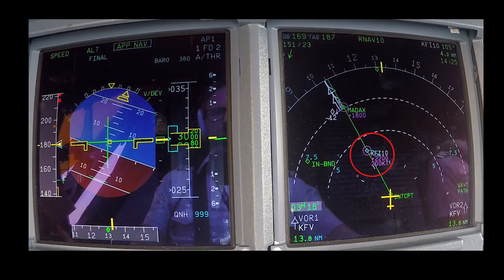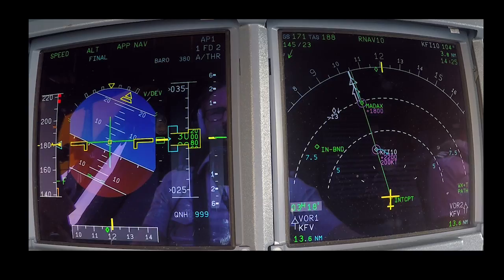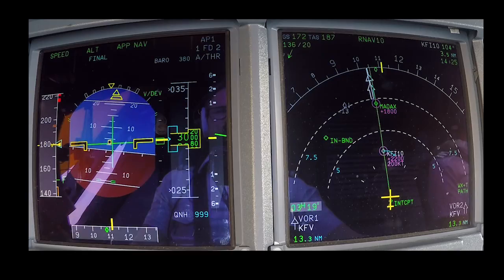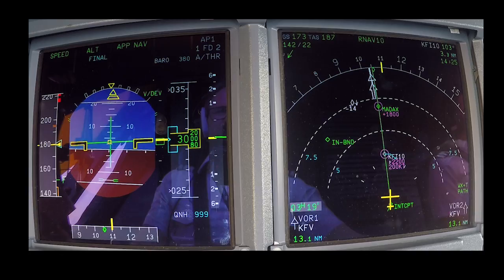721, left turn heading 190 for base. And request further descent. 721, descent to 2000.